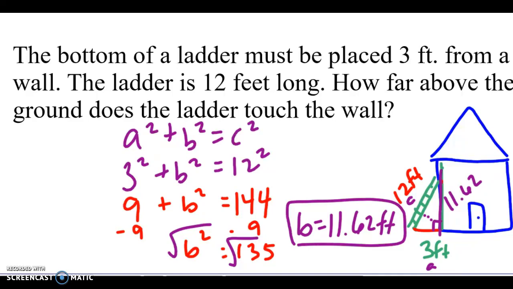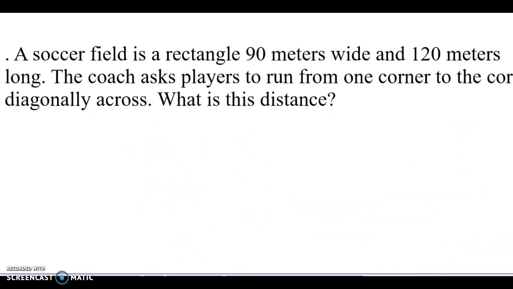You can plug your numbers back in to see that it's true, but if you calculated carefully, you should be good to go. All right, here's another example. A soccer field is a rectangle 90 meters wide and 120 meters long. The coach asks players to run from one corner to the corner diagonally across. What is the distance?